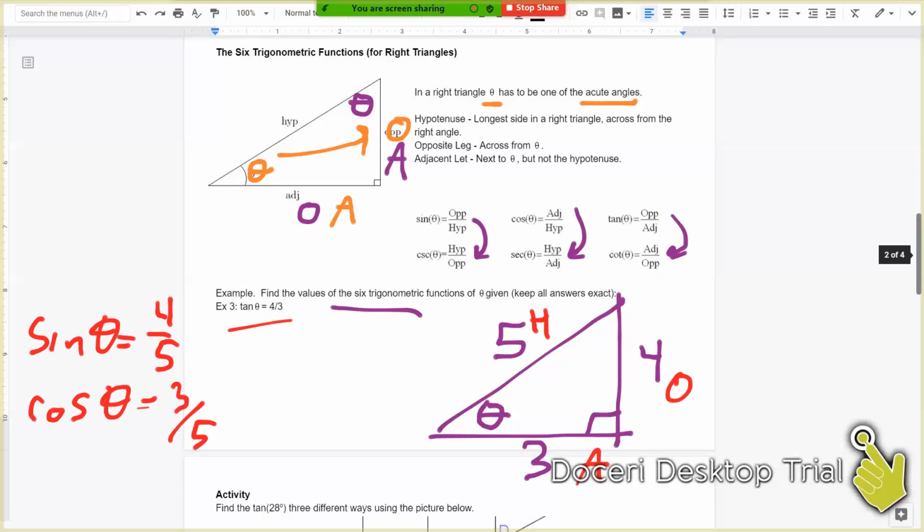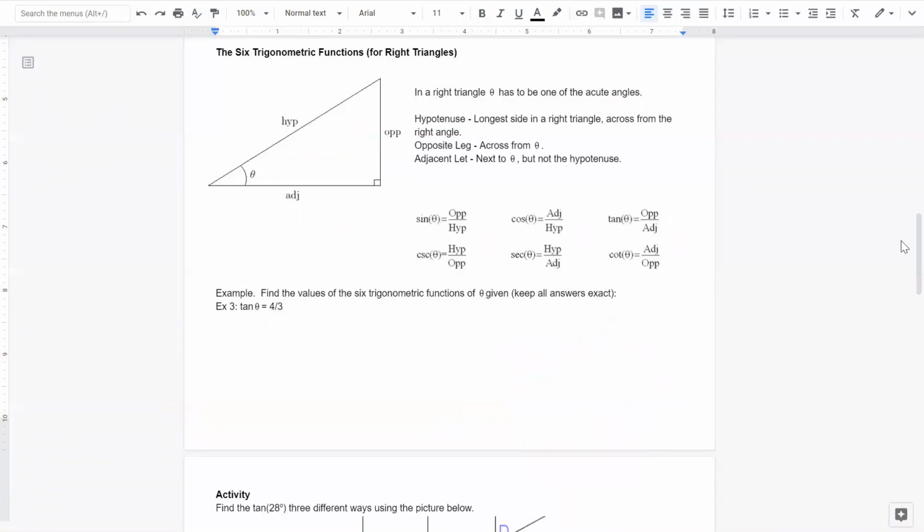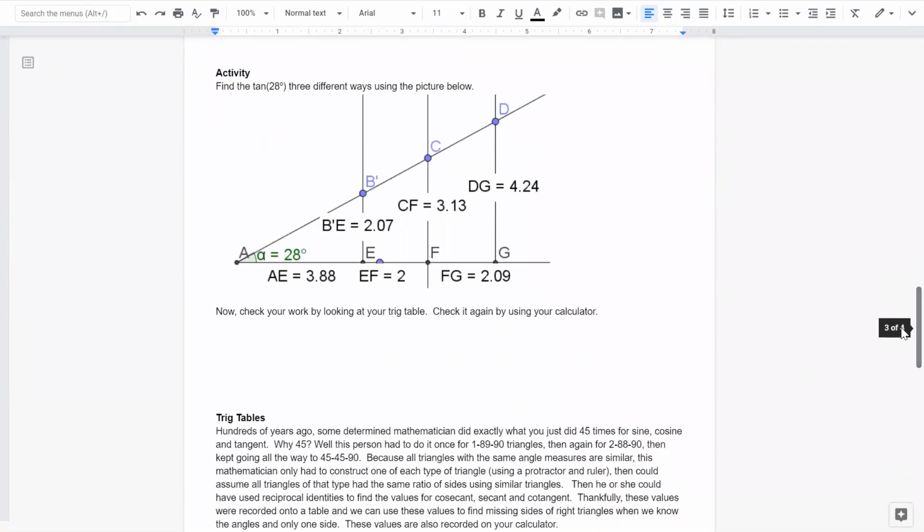And then it said all 6, so cosecant of theta is just the reciprocal of sine. So if sine was 4/5, this is going to be 5/4. Secant is the reciprocal of cosine, so that would be 5/3. All right, and then cotangent is the reciprocal of tangent. That's going to be 4/3 flipped. All right, so 3/4. All right, so that's a little introduction to just trig definitions.